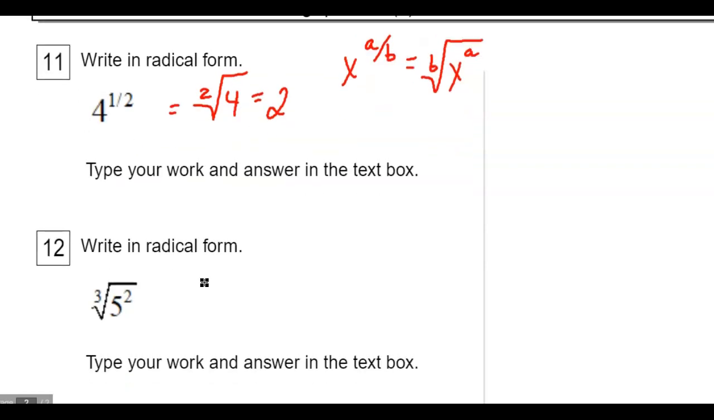Now this one here actually is written wrong. It should be written, we don't want to write it in radical form. We want to write it in exponent form. So you just go the other way. So now this 3 just goes underneath. So you have 5 to the 2/3 power. And you can't simplify that. You would get a fraction.